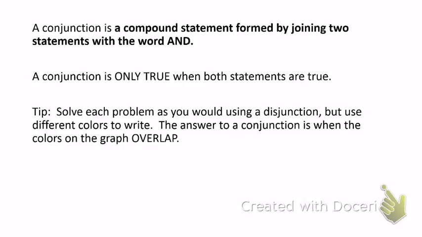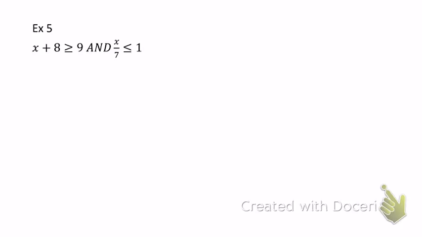We have to do one final step when we have a conjunction. The answer to a conjunction is where the colors on the graph will overlap. And so we have to write it as an interval, just like we were doing on the last assignment. So we've got our first example of a conjunction. We have x plus 8 is greater than or equal to 9, and x divided by 7 is less than or equal to 1.